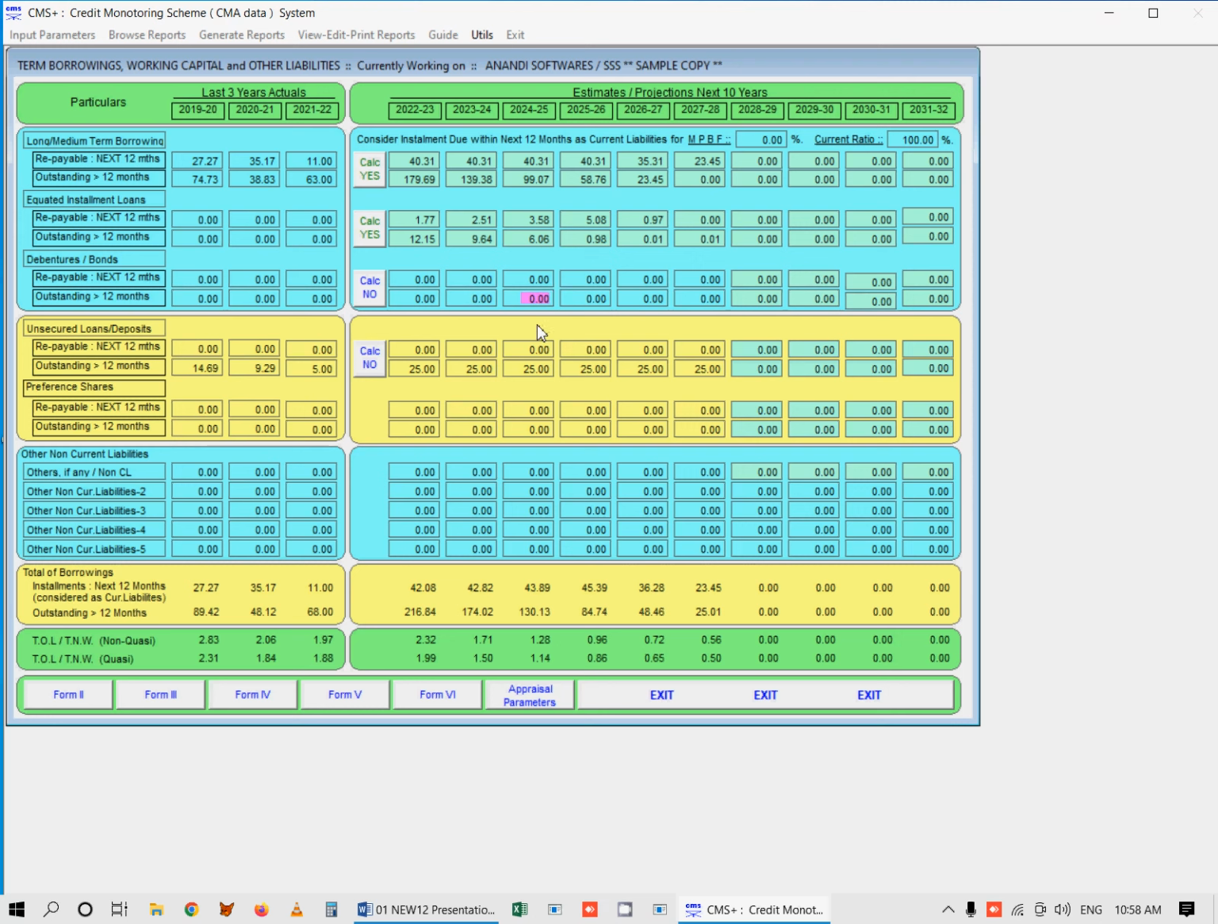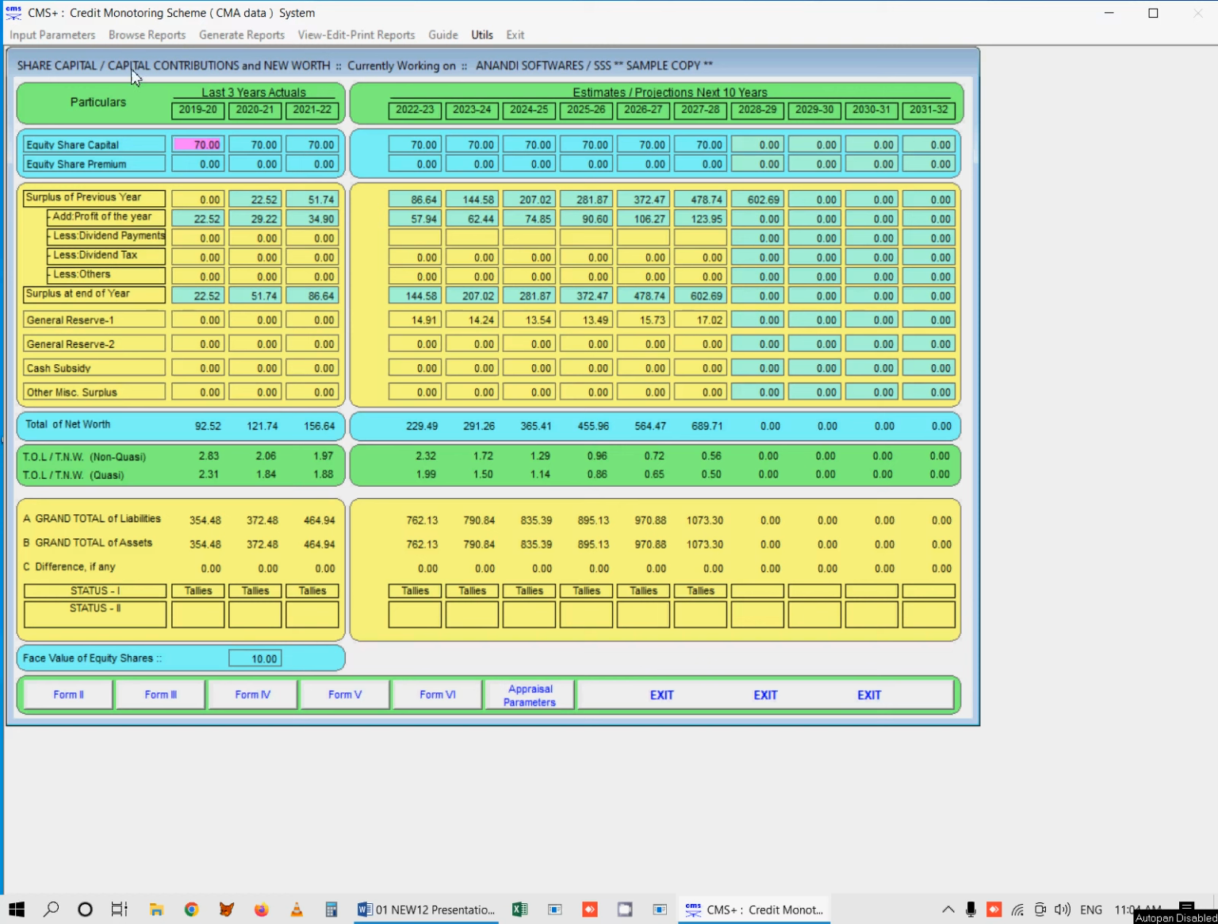Furthermore, it provides for more than sufficient 5 user-defined categories of non-current liabilities which could be conveniently adapted and adjusted by you as required. As an important feature, here also in a running mode with data entry at each field, it would be showing the resultant TOL, TNW, both non-quasi and quasi, enabling you to correct it further as may be required.